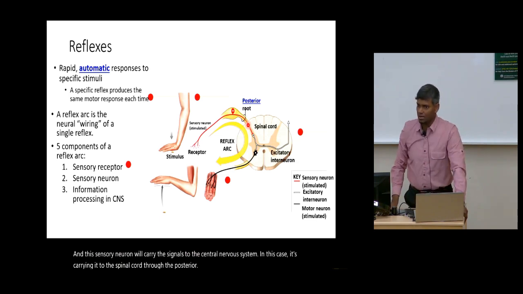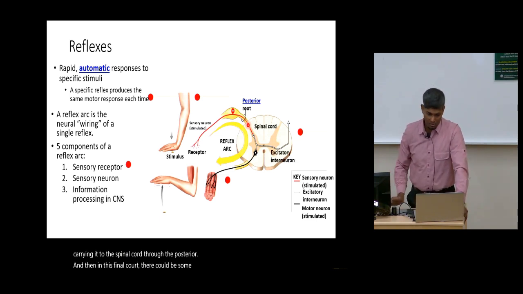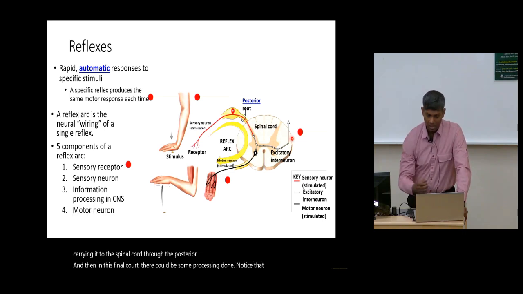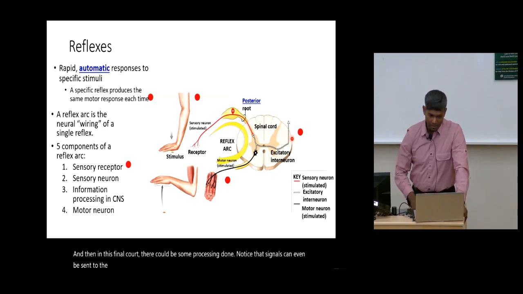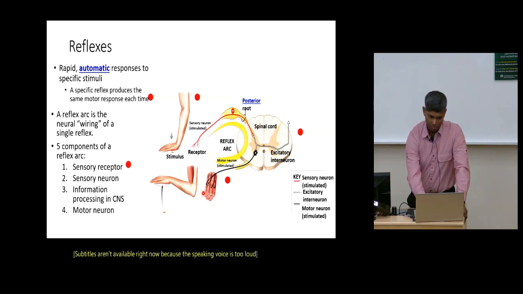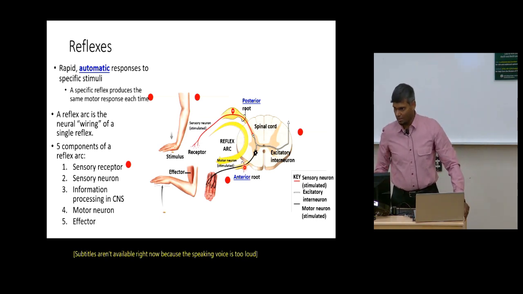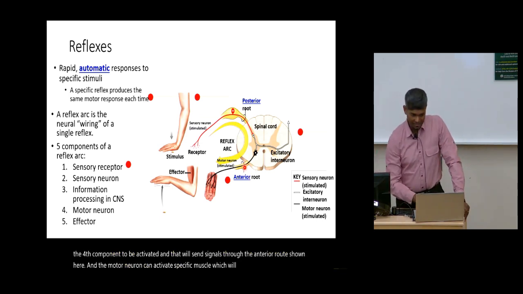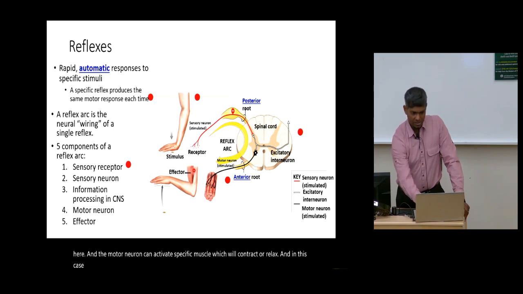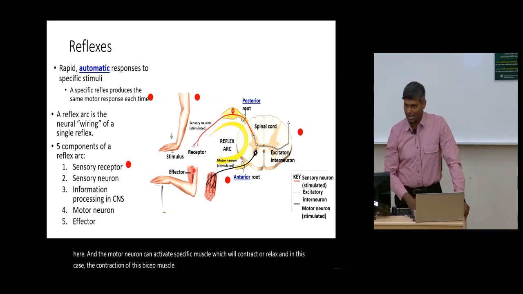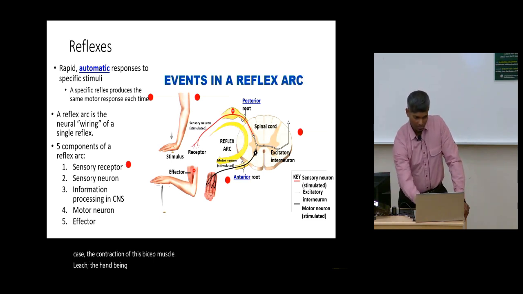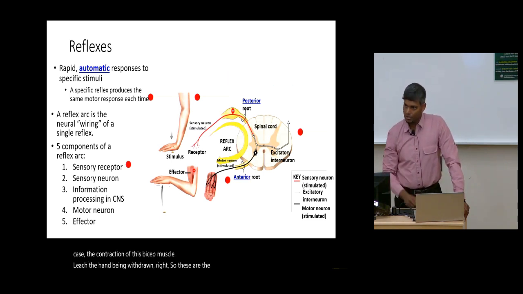And then in the spinal cord there could be some processing done. Notice that signals can even be sent to the brain, but eventually the spinal cord is going to cause the motor neuron, which is the 4th component, to be activated, and that will send signals through the anterior root shown here, and the motor neuron can activate a specific muscle which will contract or relax, and in this case the contraction of this bicep muscle leads to the hand being withdrawn, right? So these are the various components of the reflex arc.